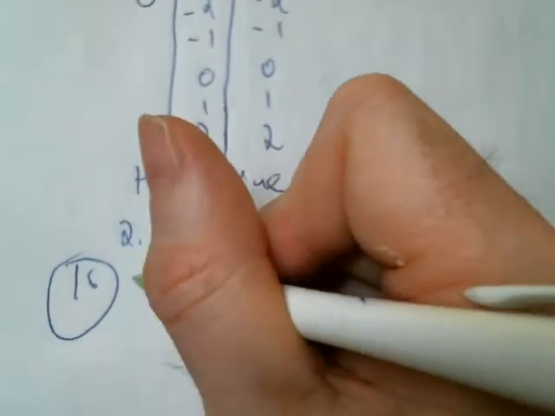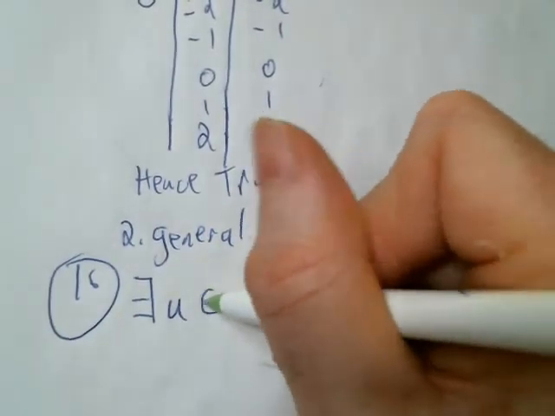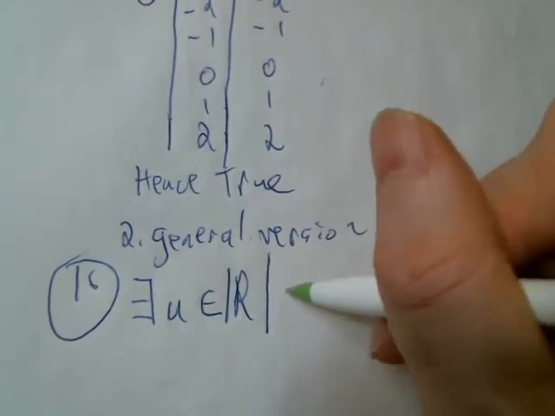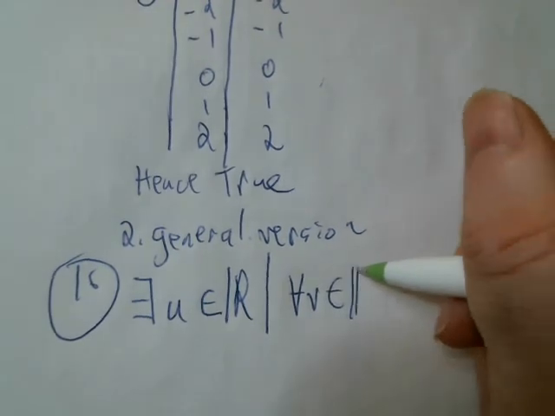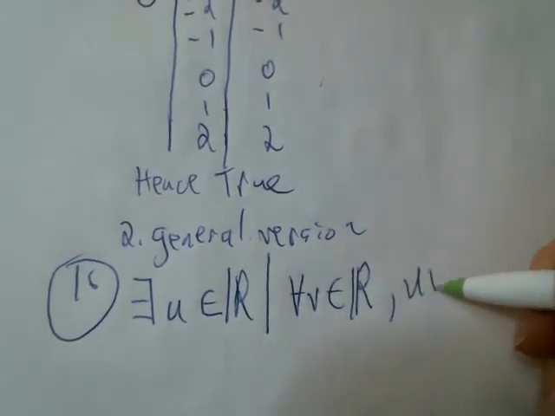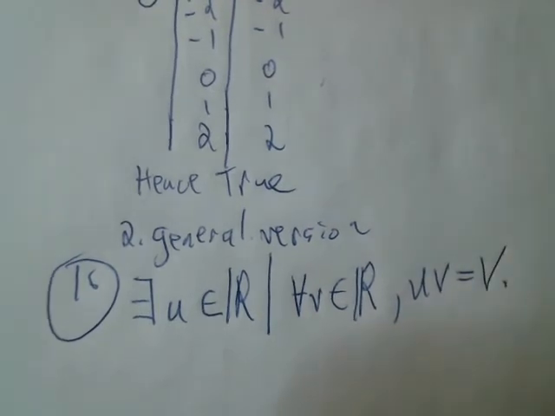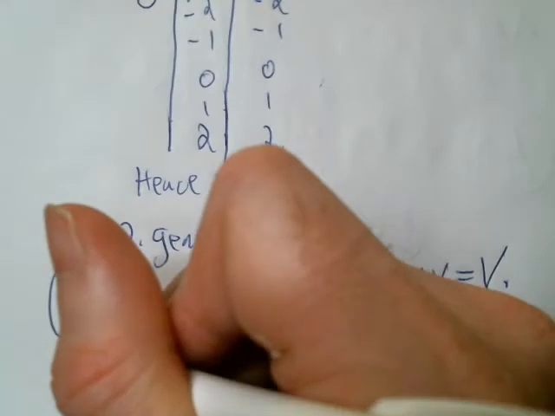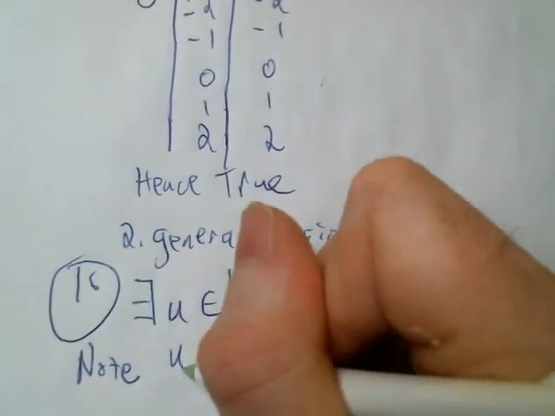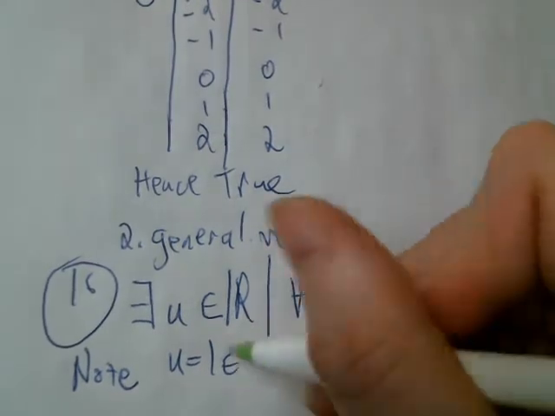And here we're trying to prove there exists a number u in the real numbers such that for all v in the real numbers, u times v equals v. Okay, so does there exist a number such that for every number, when I multiply it by it, I get that second number back out? Okay. And yeah, obviously u has to be equal to 1, and that'll work. So if I wrote that up, I would say something like note u equals 1, and you have to note that that thing is in the real numbers.